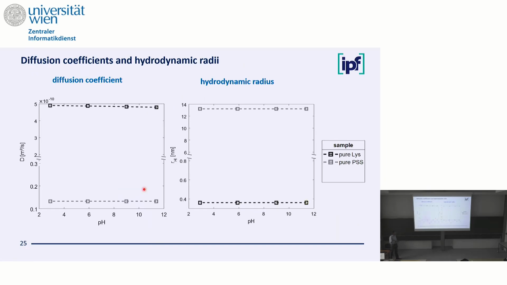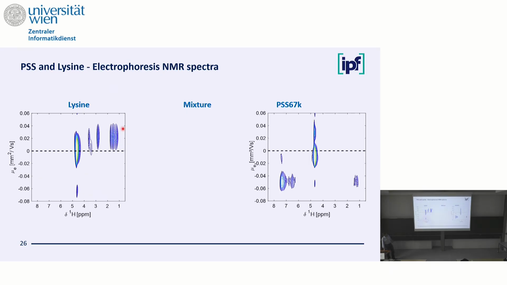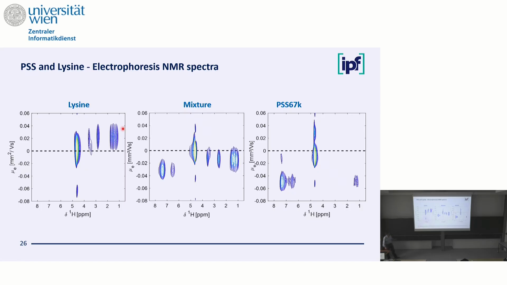Here we have a few points there. We measured on the left-hand side the diffusion coefficient, on the right the radii that we measured, and if we look at the mixture with the lysine and the polystyrene sulfonate, we see that we also get a strong deviation at the lower pH where we have a charge. And if we now look at the electrophoretic NMR, maybe again pure lysine, positively charged, polystyrene sulfonate, negatively charged, and we see as we bring them together.